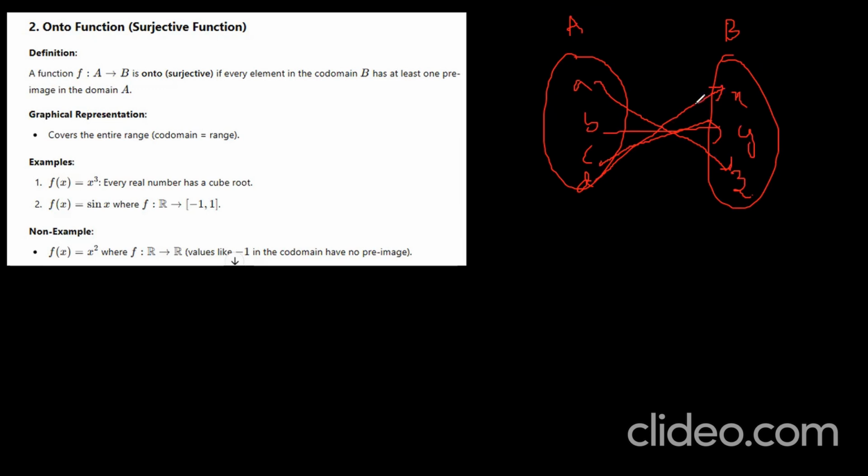Is it an onto function? This c is going with y and b is also going with y. d is going with x. So what is the range of f here? Range of f is x, y, z. And the codomain is also the same. Range is equal to codomain. So it is an onto function.